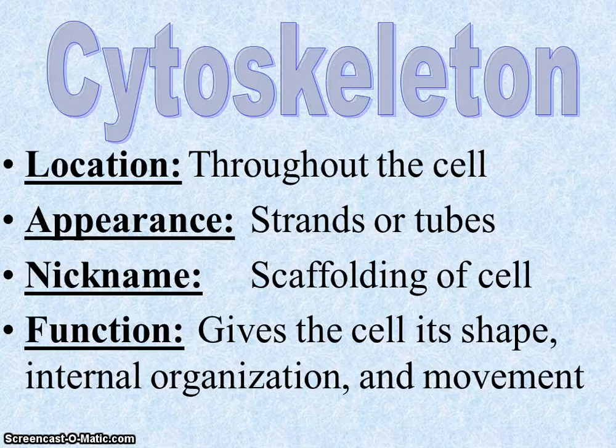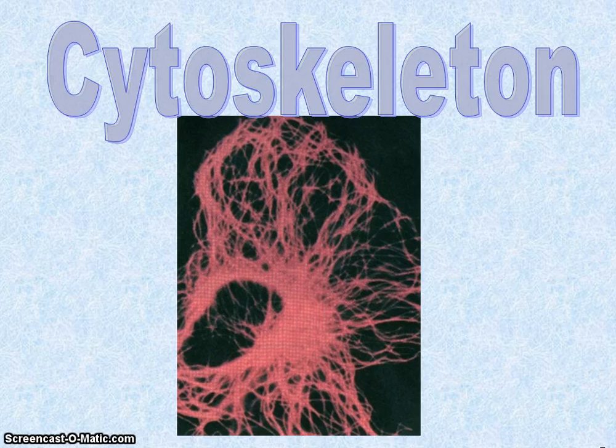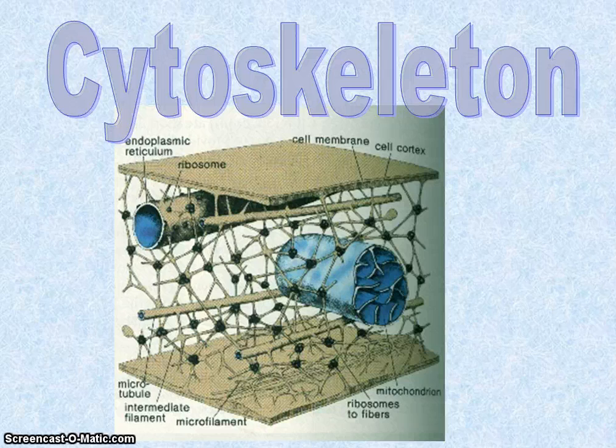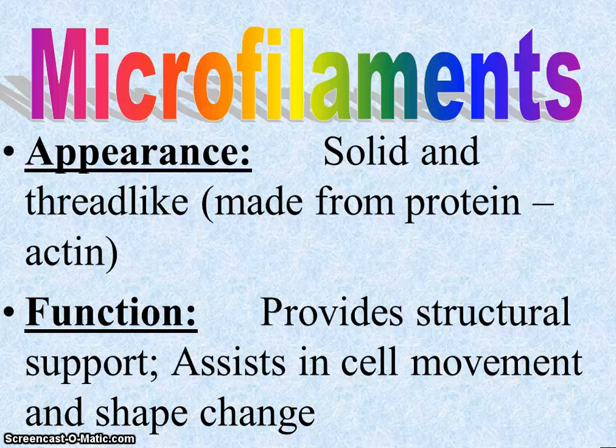Okay, there are three types of cytoskeleton that we'll be talking about. This is just showing you an example of what the cytoskeleton can look like within the cell. Again, like scaffolding. Microfilaments are more solid and thread-like, and they are made from the protein called actin. This is what's going to provide the structural support and assist in the cell moving and changing shape. So microfilaments are a little bit more thread-like.